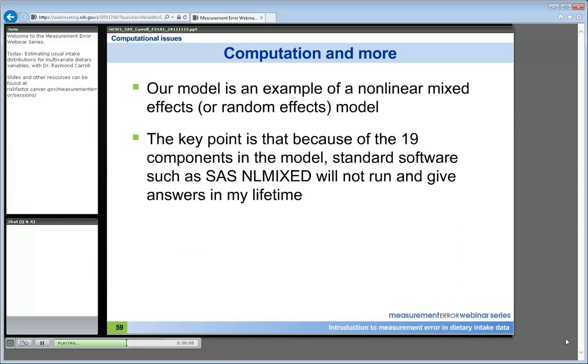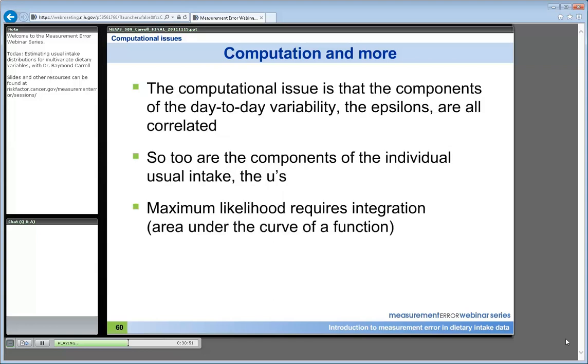But what it is, in the framework of statistics, is an example of a high-dimensional, highly nonlinear, mixed effects model with excess zeros caused by the episodic consumption of the 6 dietary components. It ends up with 19 components in the model, and SAS NLMIXED, which is a very good program if there's only 1 or 2 dietary components, simply will not run. We've tried it, and it doesn't run. It just doesn't give answers. And I don't think it's a matter of having a big enough computer. It's just that the problem is too large. So it just doesn't run.